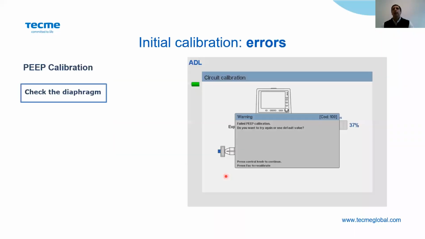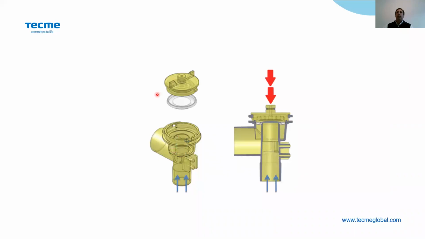So during the initial calibration, the machine will check those components. It's going to make a peak calibration, and it's going to check the diaphragm. If this diaphragm is not well positioned or if it is damaged, the machine will give you a warning like this. You will be allowed to continue with the calibration, or you will have to recalibrate. If this warning appears, please take a look at the diaphragm, check if it is well positioned, check if it is clean, and also if it is not damaged.